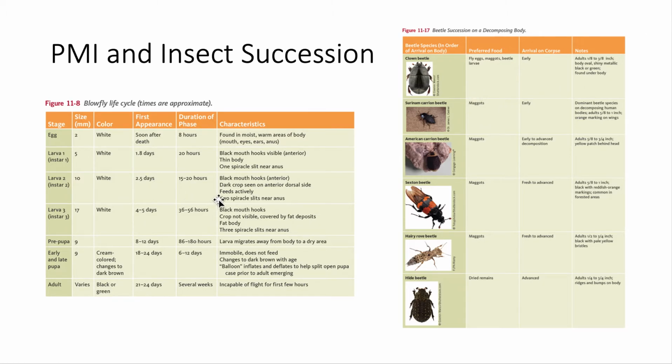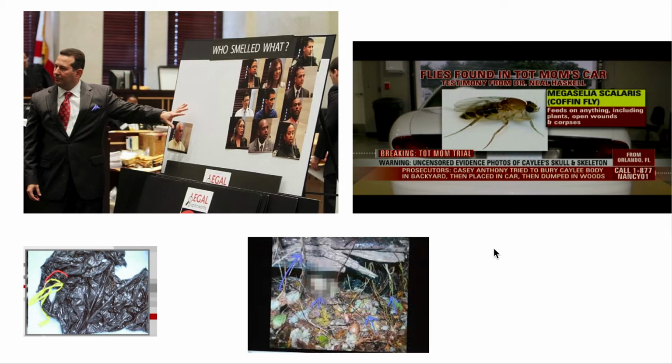But flies first. Blowfly is going to be the first attracted by odors, and then beetles are going to be attracted by blowflies. Okay, so fly eggs, maggots, beetle larvae, and so forth, and then kind of the succession after that. Cases. Okay, I do want to talk about one case.